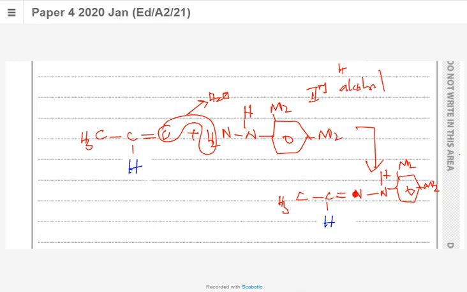This is a double bond here. There's a double bond, remember. C forms a double bond with the N. This is an N single bond, and there's an H here. Okay, so that's that question.